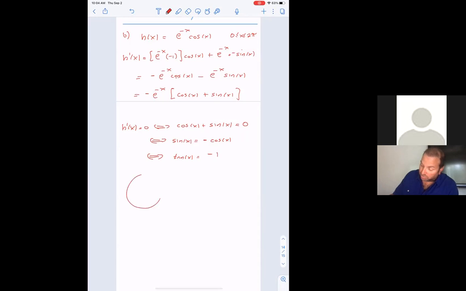And then if I draw my unit circle, where is tangent of x equal to -1? Hopefully you know this. It's here and here. And I only care about 0 to 2 pi. So I get x is equal to 3 pi over 4 and 7 pi over 4. Those are the only x values where tangent of x is -1 between 0 and 2 pi.